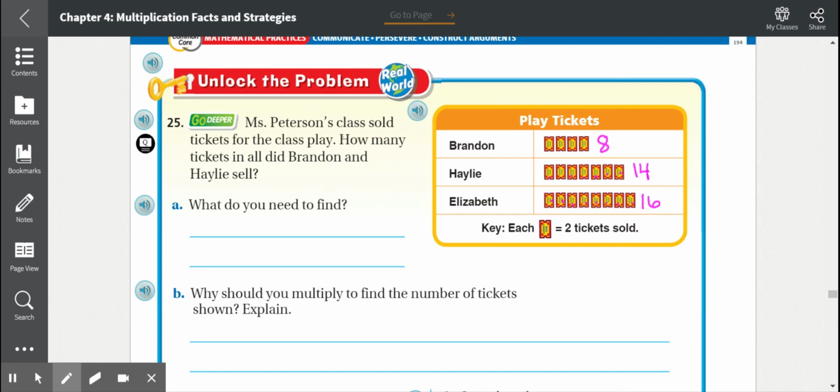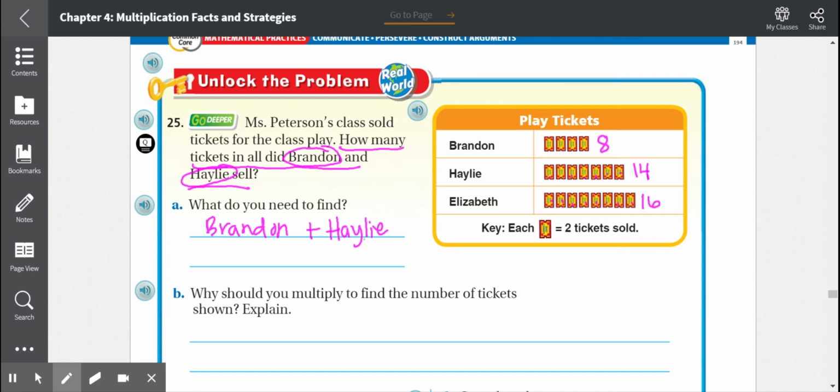So we want to know how many tickets in all did Brandon and Haley sell? Let's underline that. So what do we need to find? We want to know how many tickets both Brandon and Haley sold. So we're going to have to do Brandon plus Haley to find their total.